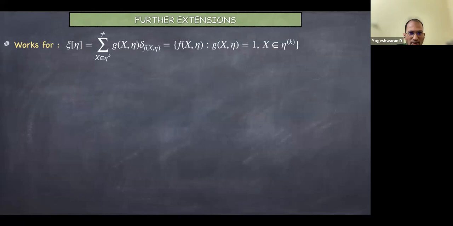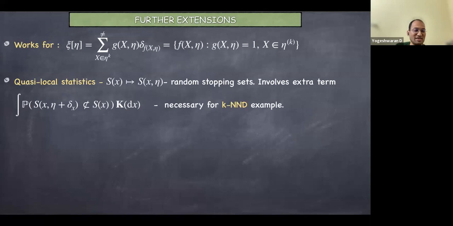What more can we do? For simplicity, I took X to be a singleton, but you can take X to be a K-tuple and apply the same thing. You will get exactly the same bound. So instead of a singleton, you can take it to be a K-tuple and also get the bound, something, as I said, quasi-local. This is important.